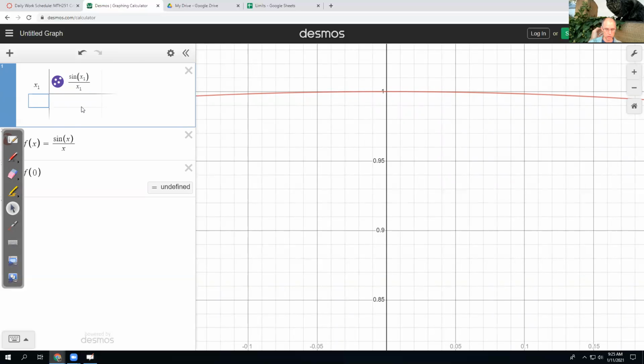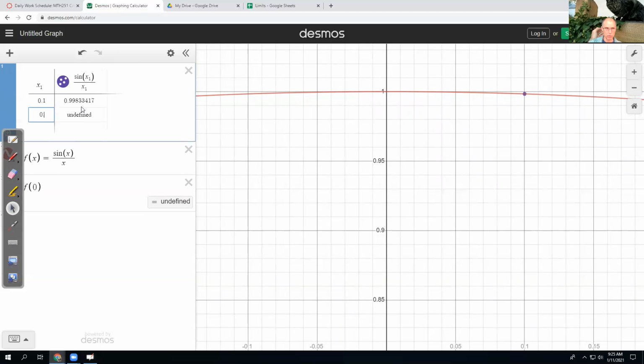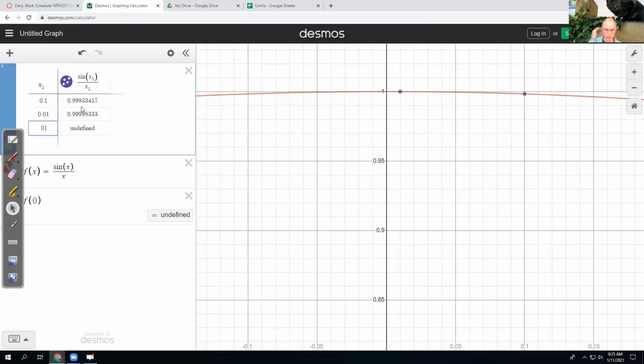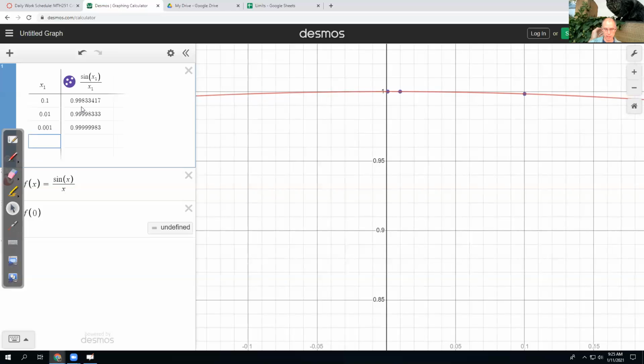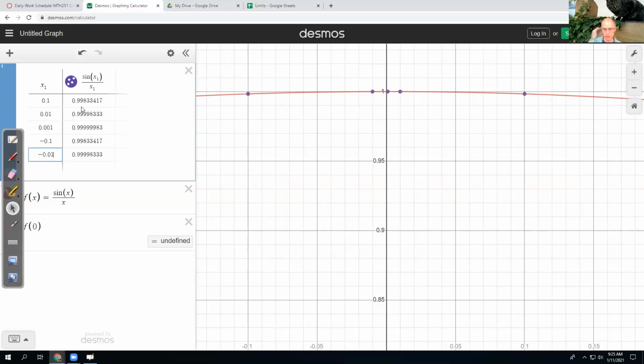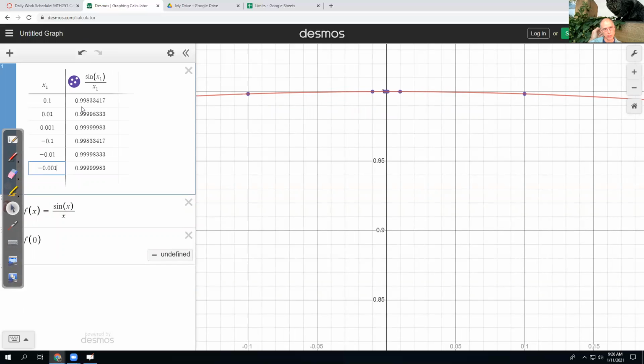And so when I plug in a number here for x1, it should give me the y value next to it. So if you don't like using a spreadsheet, you could try this, 0.1, 0.01, 0.0001, oops, too many zeros, and look on the other side, make sure it matches. Now the graph looks like it should match, but I don't know. Negative 0.1, negative 0.01, 0.001, and it looks like, yeah, it looks like we're getting closer to 1 each time.